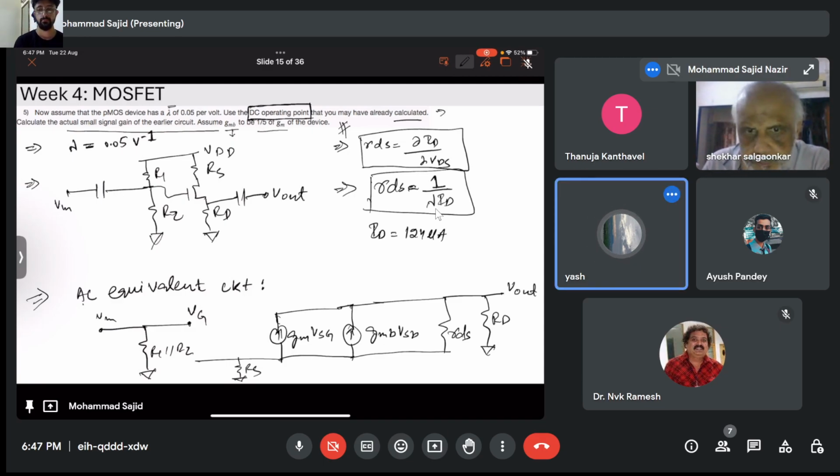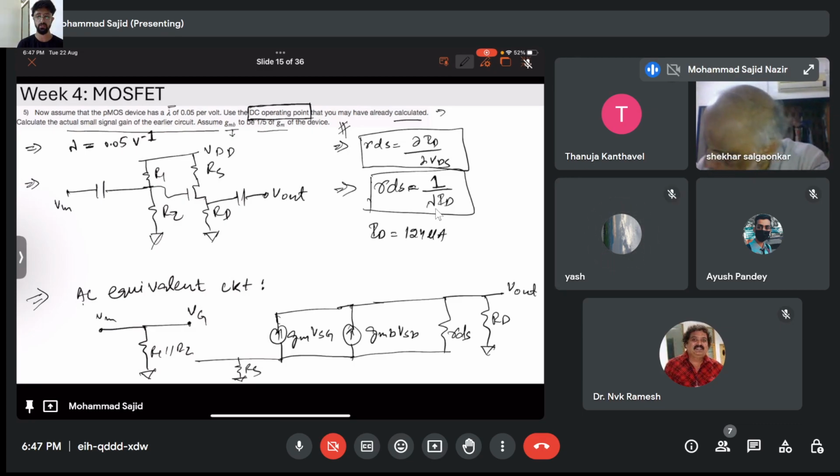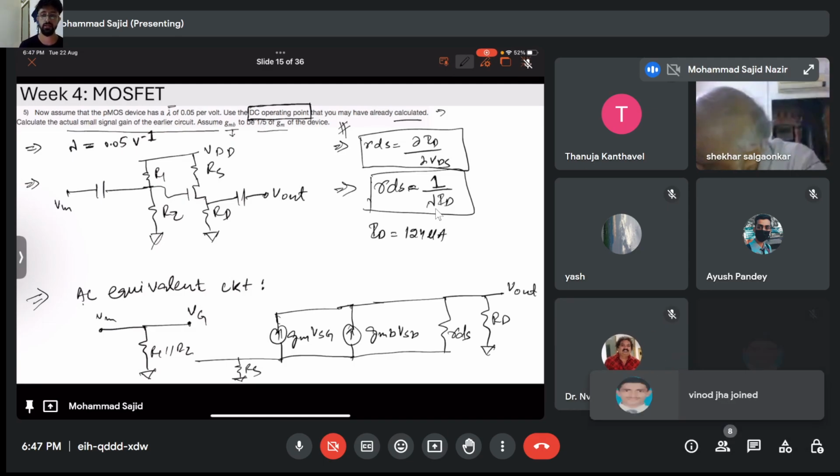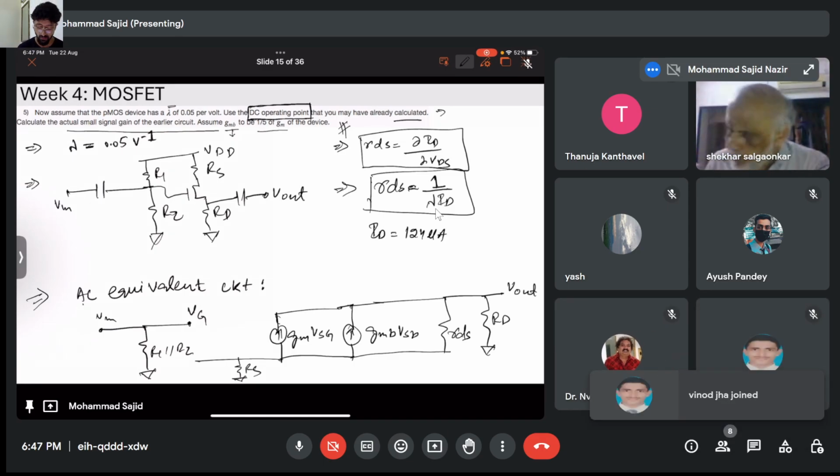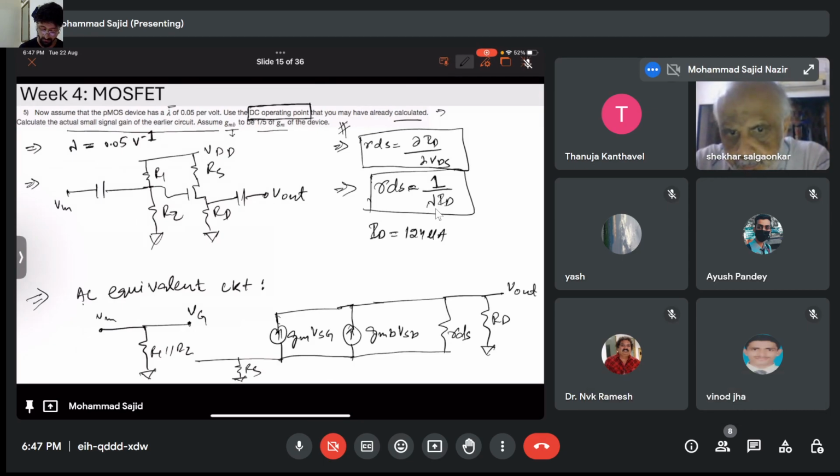VDS comma ID. Yes. So operating point is basically the DC conditions at which your circuit is biased. What is the DC current flowing through the circuit? What are the potentials? These are called operating points. So this is my operating point, ID 124 microampere. You can use this here to calculate RDS.